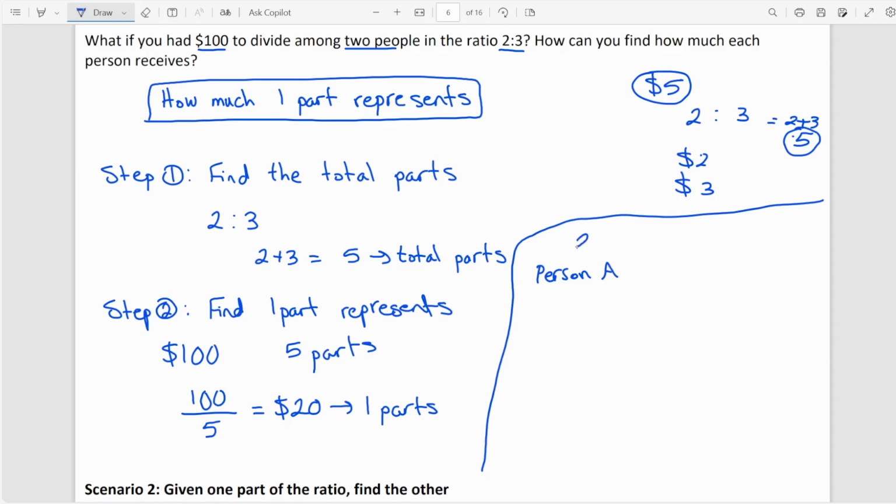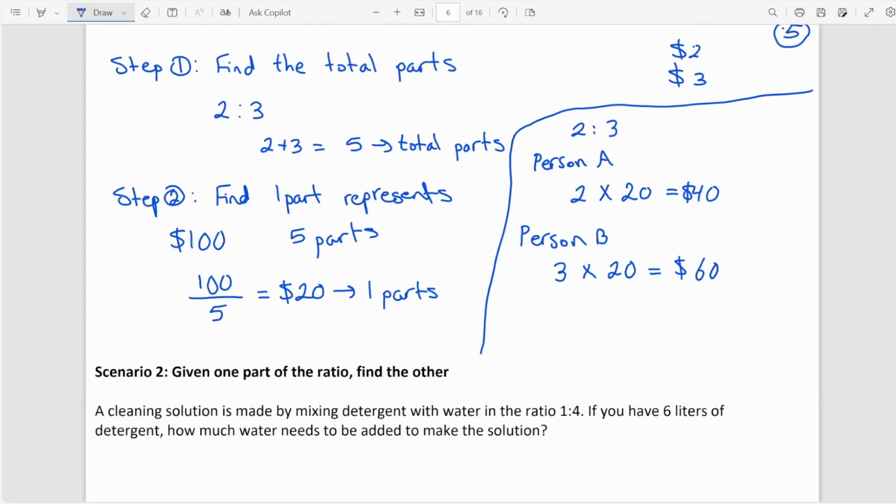So for person A, don't forget the ratio is 2 to 3. For person A, he will receive 2 parts, and each part represents $20. So I multiply by $20. And so he receives $40. As for person B, he receives 3 parts multiplied by $20 per part, which gives him $60. Okay. So that's it. This is what the first person receives. This is what the second person receives. So I hope it was clear.